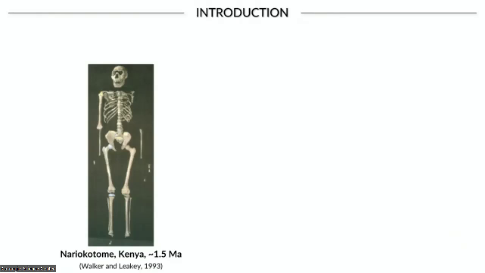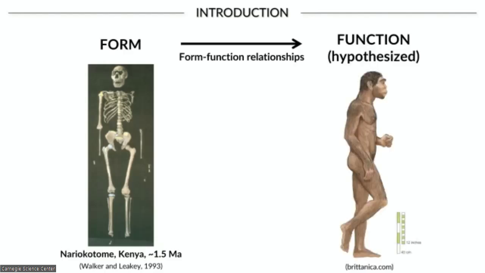Now, I also want to spend just a second thinking about how people typically study locomotion in the fossil record. This is a famous and remarkably complete Homo erectus skeleton that's about 1.5 million years old that was discovered near Nariokotome, Kenya in 1984. And it looks human-like in its overall morphology. And based on that human-like skeletal morphology and what we know about the ways in which skeletal form relates to function, people have hypothesized that this individual, and probably the species on the whole, would have walked and run in very similar ways to modern humans.